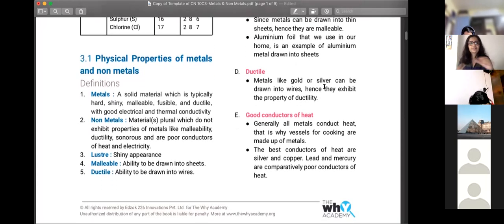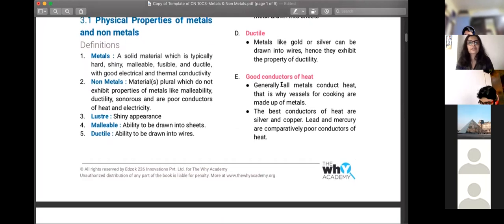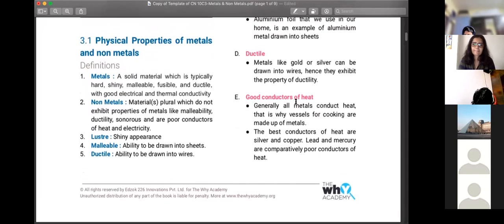Ductile: gold, silver. You've got thin chains, wires, electrical wiring, all of that stuff. Good conductors of heat. Where do you use this property of metals being good conductors of heat? Wires. Electric heaters, ovens. Nice. Somebody said wires. Why do you want to conduct heat through wires? Where are you using that? No, sorry, not heat. But cooking vessels, yes, you cook in metallic vessels because they can carry heat from the flame to the food. Okay.